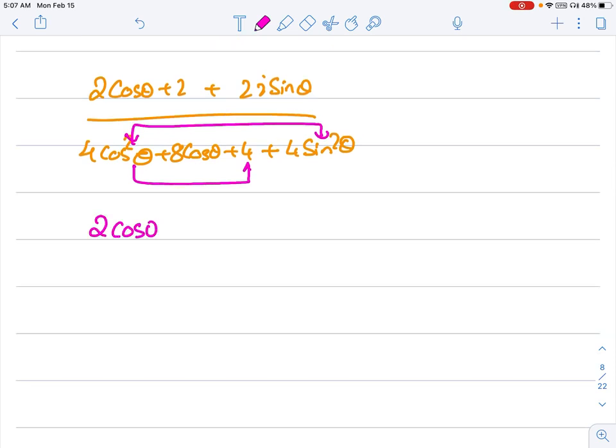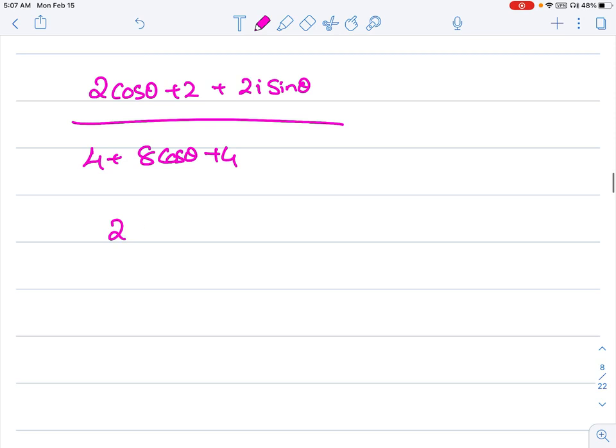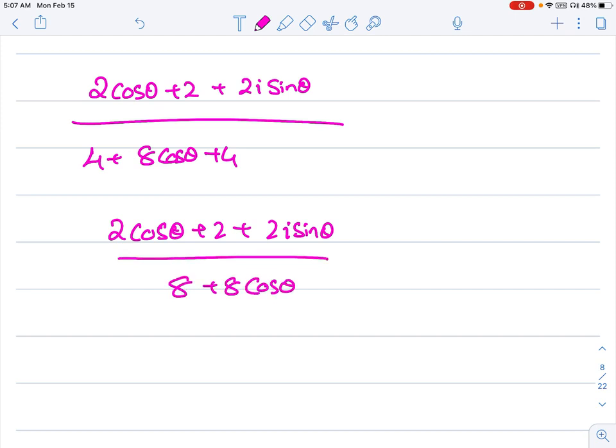So let me write one step in detail so that it will be useful for others also. 4 cos square theta plus 4 sin square theta becomes 4, plus I have 8 cos theta plus 4. So it becomes 2 cos theta plus 2 plus 2i sin theta divided by 8 plus 8 cos theta, and he wants the real part.